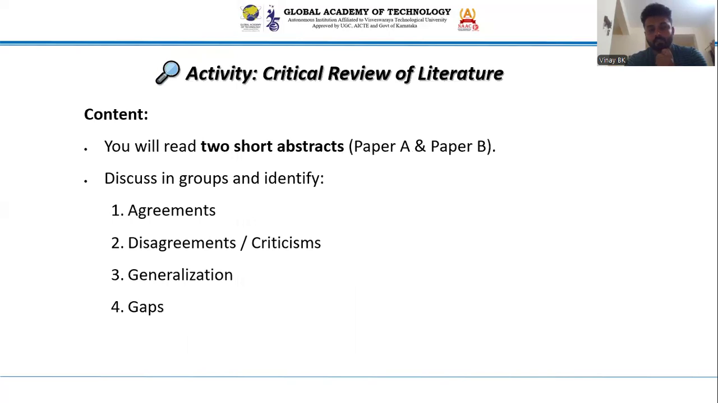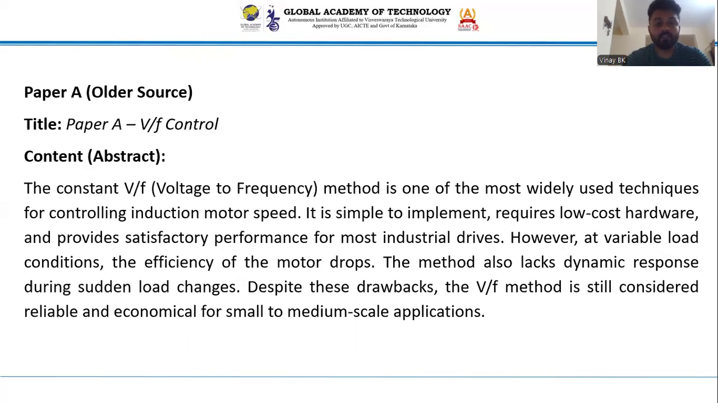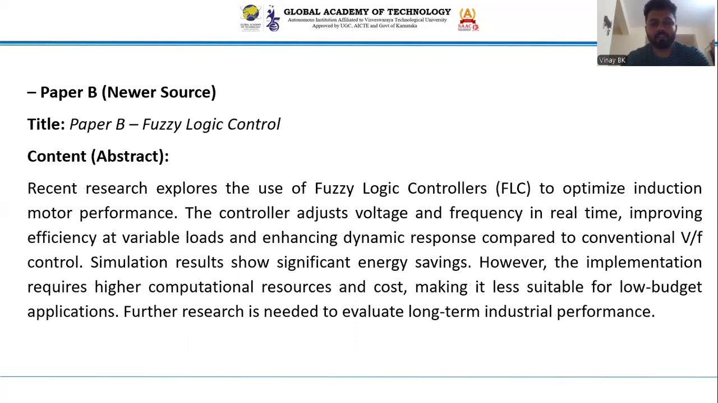So you can see these are some aspects. Now you can try it. Read two short abstracts, discuss in your groups and identify the agreements, disagreements, criticism, generalization, and gap. Paper A, paper B. You can try it.